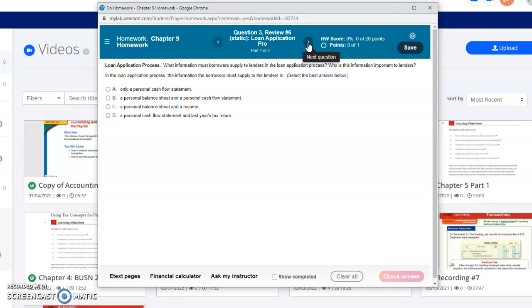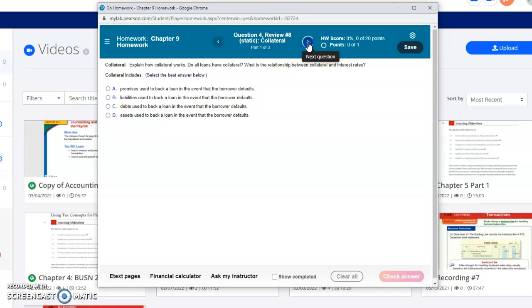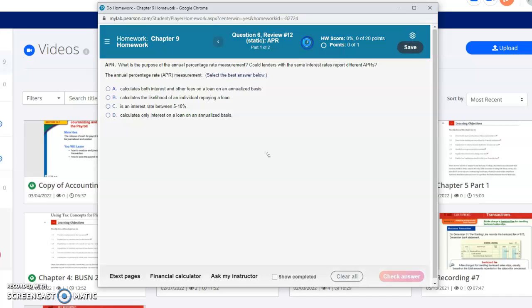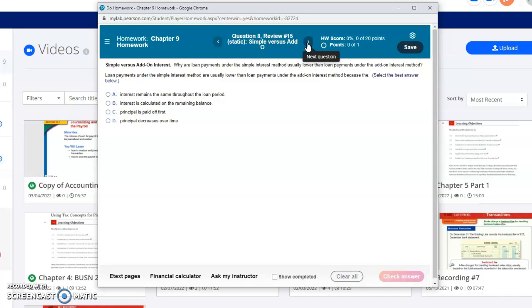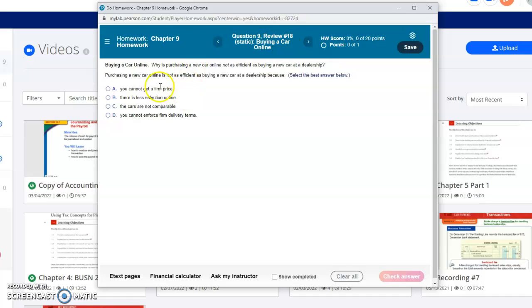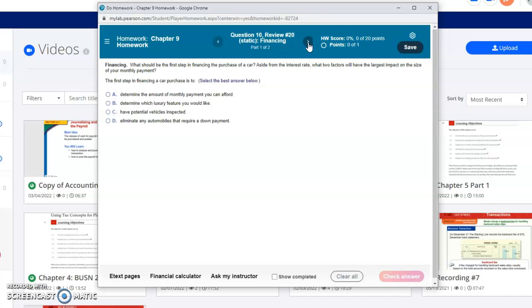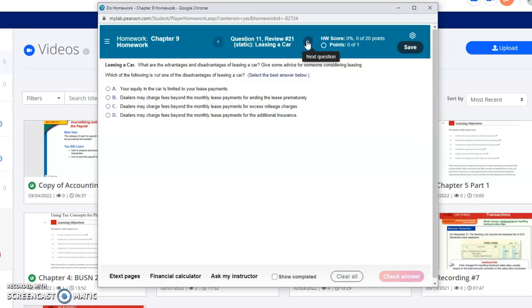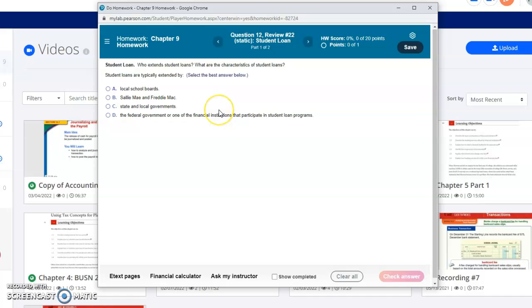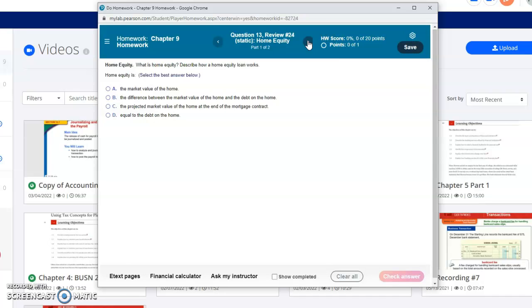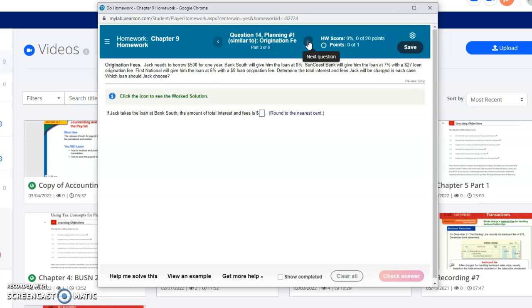And there's only 20 questions, but it is talking about loans, collateral, the loan application process, co-signing a loan, APR, also simple interest, which we discussed a little bit, simple interest versus add-on interest. So again, buying a car online. Again, you want to click the e-text to try to get your best answer for these questions, and that will just help you with that. Also, there's student loan information, leasing a car, home equities, origination fees.